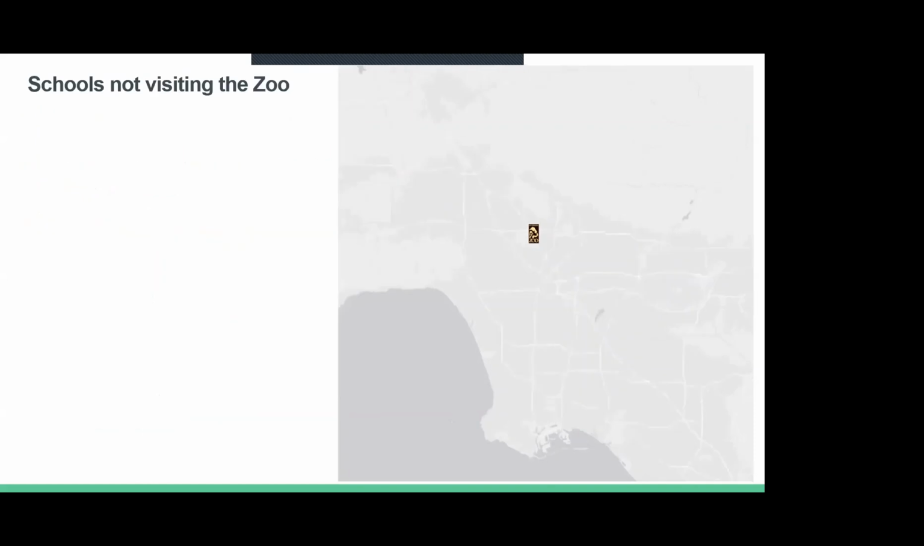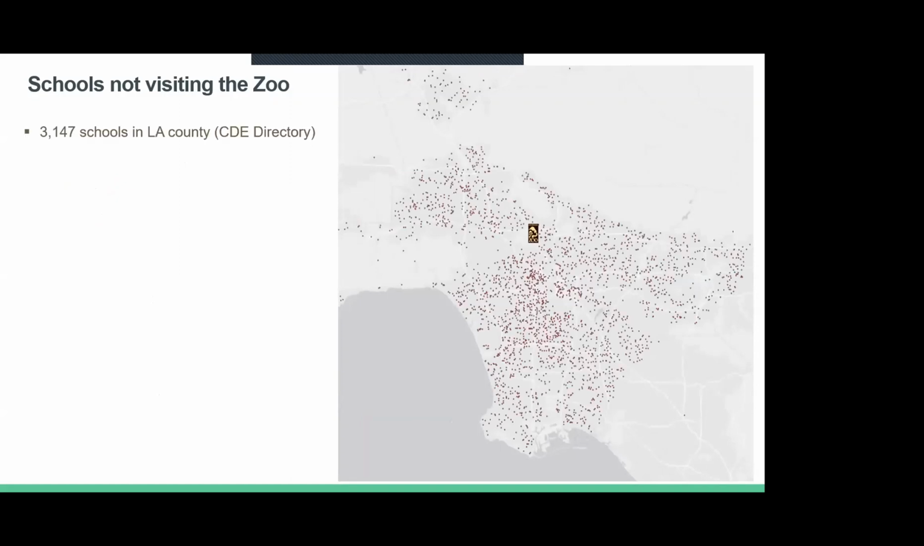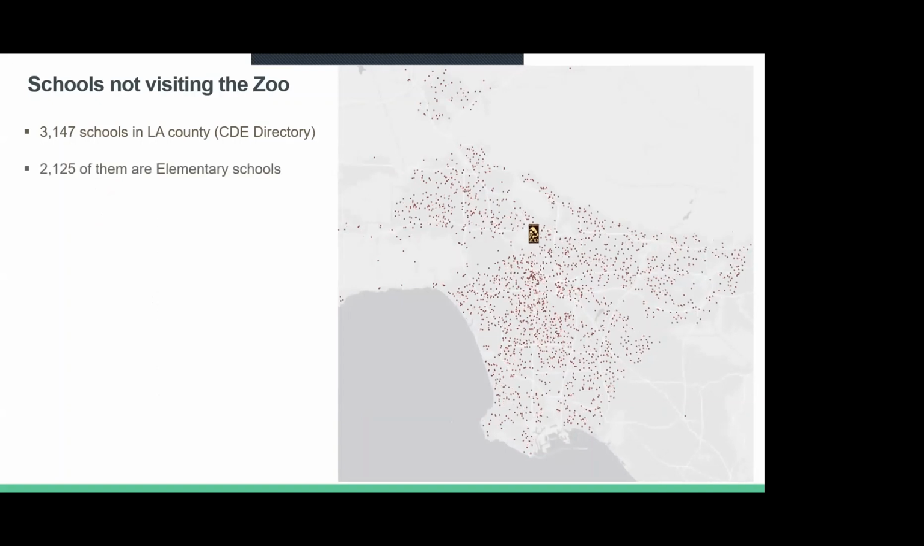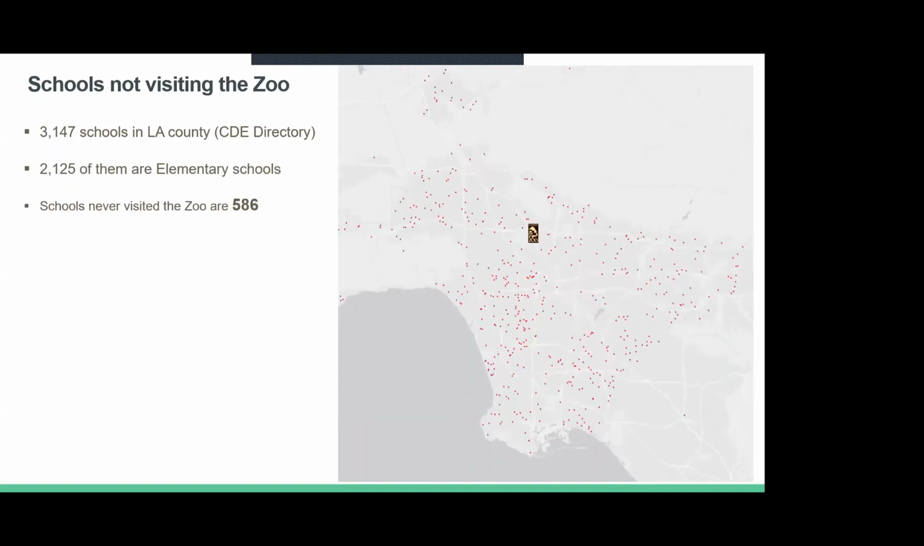As I talked about in the beginning, one of the major objectives is to find the schools which are not visiting the zoo. And I mentioned earlier, the elementary schools contribute 80% of the total visits. So first of all, we only look at the elementary schools. There are 2,125 elementaries in LA County, and 586 of them never visited the zoo in 10 years. So definitely that's a group of schools the zoo can target.